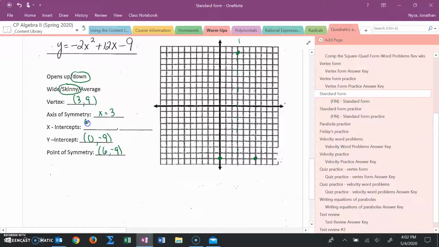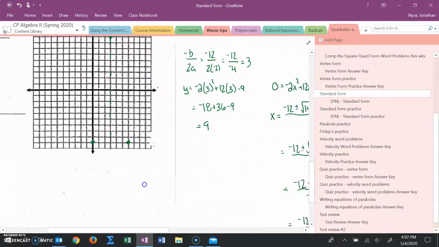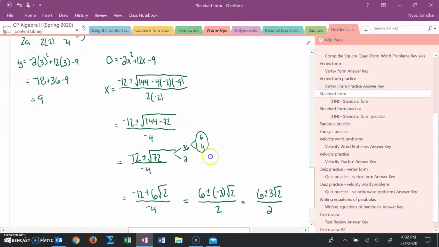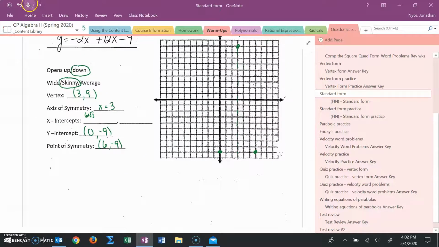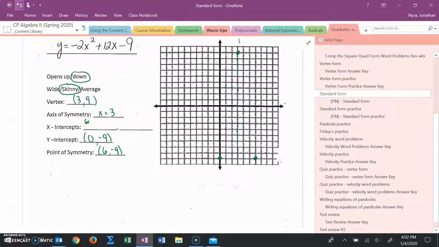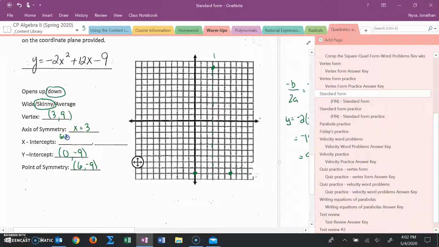So 6 plus 3 root 2 over 2, comma 0, and 6 minus 3 root 2 over 2. Again, plug them in the calculator to get approximate values. And then connect them with a U-shaped parabola.